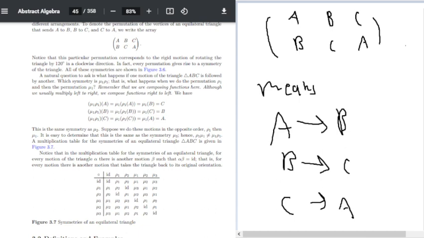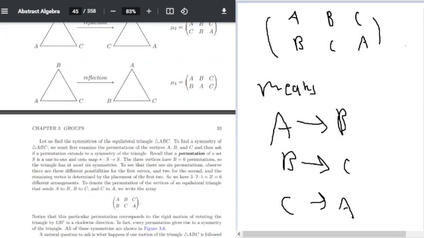Notice that this particular permutation, the ABC BCA permutation, corresponds to the rigid motion of rotating the triangle by 120 degrees in a clockwise direction. In fact, every permutation gives rise to a symmetry of the triangle. All these symmetries are shown in figure 3.6.